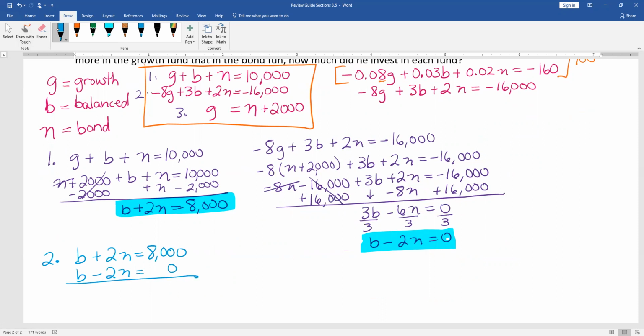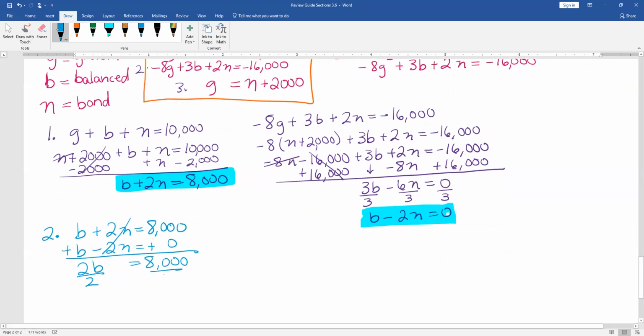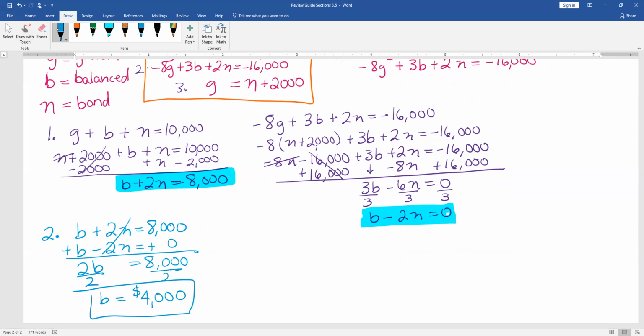Let's see. All right, so we're adding these together. And nice, neat. I've got a positive 2n and negative 2n. So these are going to cancel each other out. This is b plus b. Don't forget that. So that's 2b equals 8,000. And then when we isolate the variable, we divide by 2 and b equals 4,000. All right, so that's the balanced account. So that's 4,000 invested at 3%.